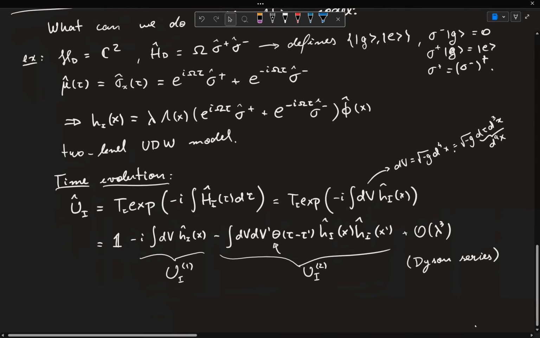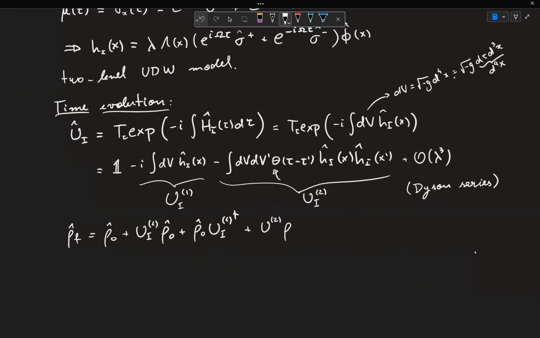Cool. So now, if we want to compute the final state of the detector, this final state will be given by, you just apply the unitary from both sides, and you expand it. Then you're going to find these. I'm forgetting hats everywhere.